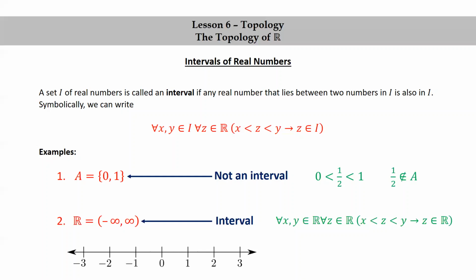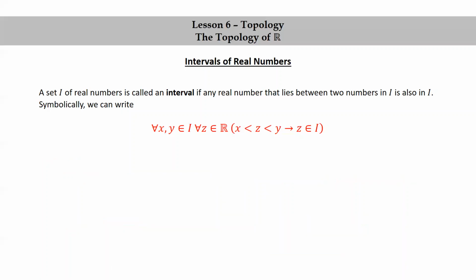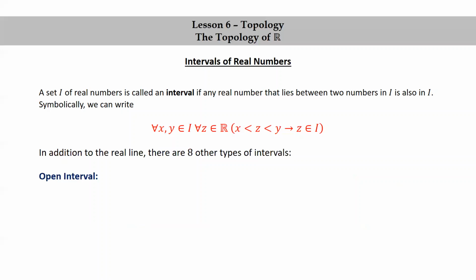When we think of the real numbers as an interval, we can use this graphical representation called the real line. Notice how the real line goes infinitely to the left and infinitely to the right. In addition to the real line, there are 8 other types of intervals.